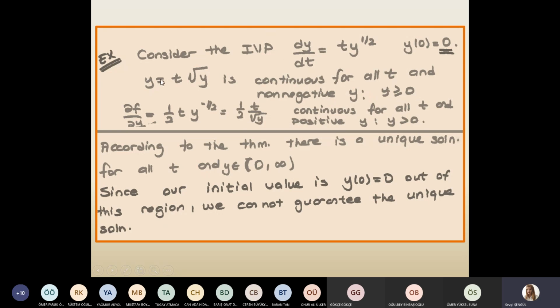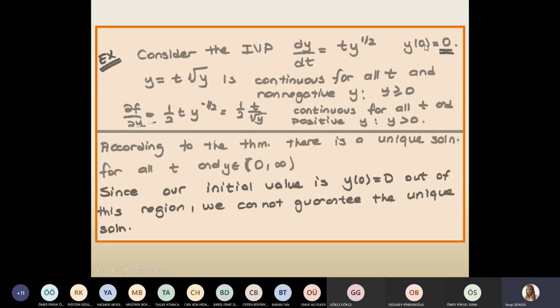So let's take the derivative of f with respect to y. This is y to the 1/2, and you know the derivative: subtract 1 from the power, and the power goes down. You have this function, and this function is continuous for all positive y, because y cannot be 0, it is in the denominator. So once you get the intersection of these regions, y should be positive, right? Not 0. According to our theorem, for 0 to infinity, there is a unique solution.